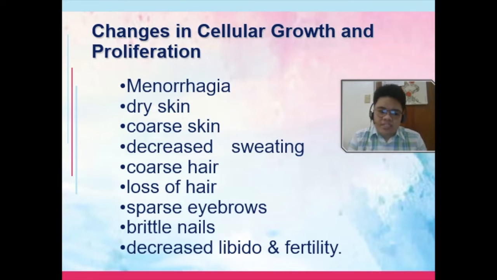Now, try to think. Why would my patient with thyroid problems have manifestations in the integumentary system? Okay, how come, class, that the patient would have dry skin, coarse skin, loss of hair, sparse eyebrows, brittle nails? What could be the reason for these signs and symptoms?